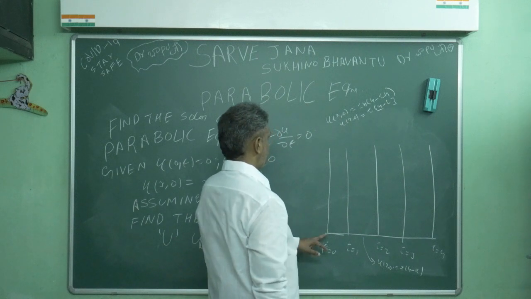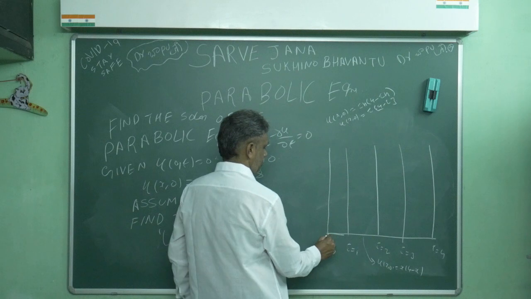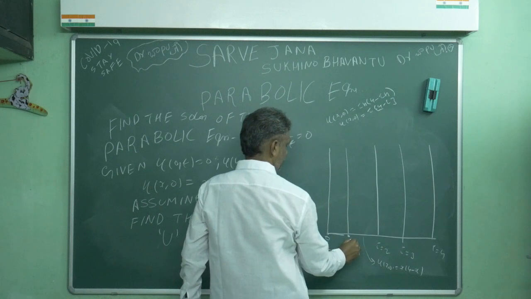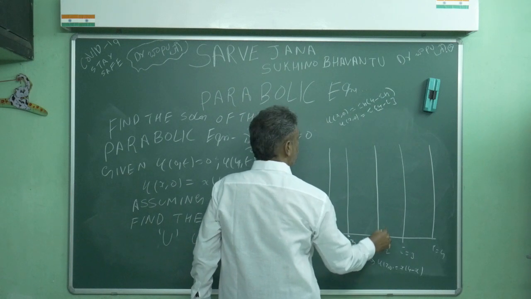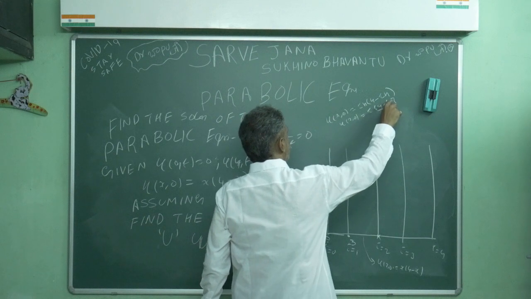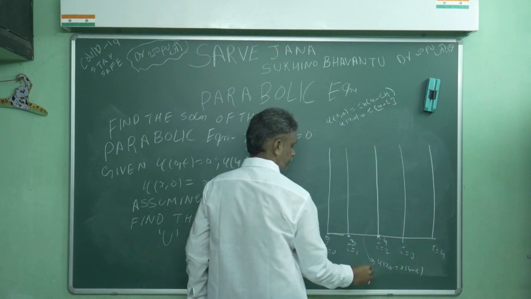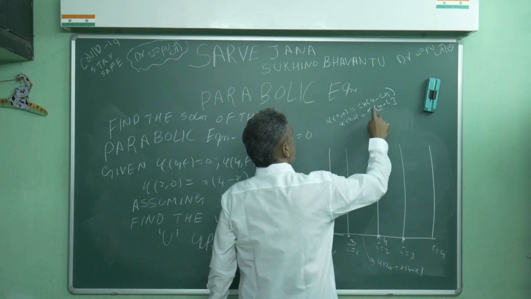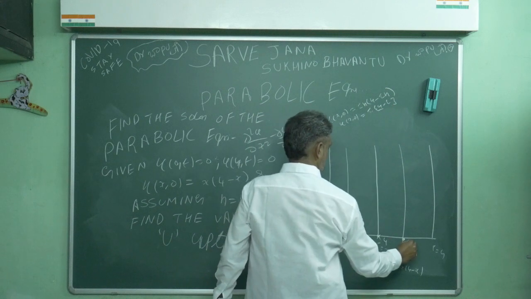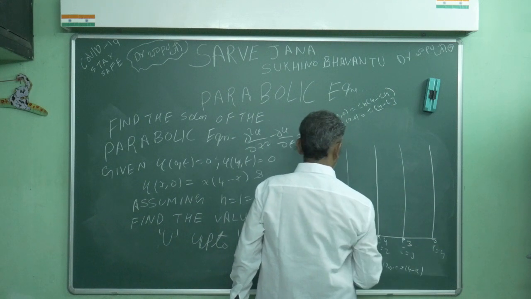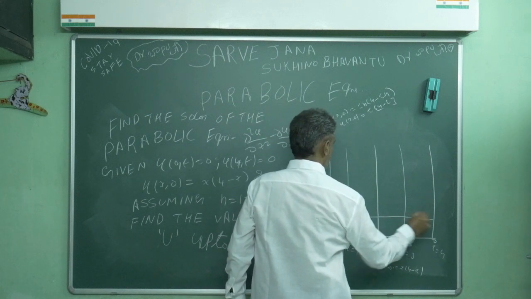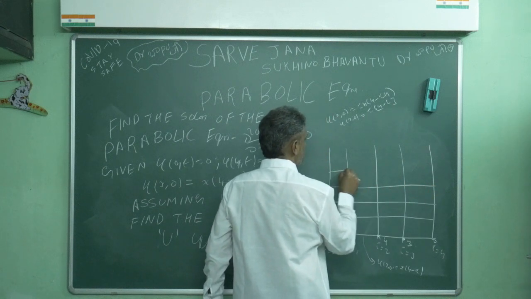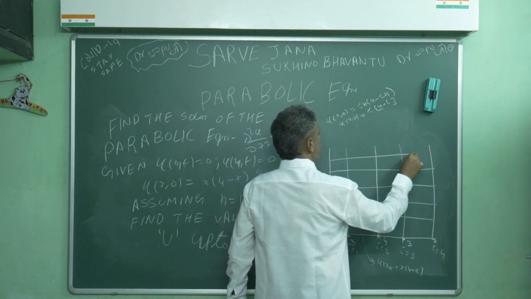Now, i is equal to 0 means this value is 0. i is equal to 1 means 1 into 4 minus 1, which is 3. i is equal to 2 means 2 into 4 minus 2, 2 into 2, which is 4. i is equal to 3 means 3 into 4 minus 3, which is 3. This is 0, this boundary is given. t is equal to 1, t is equal to 2, t is equal to 3, t is equal to 4, t is equal to 5.